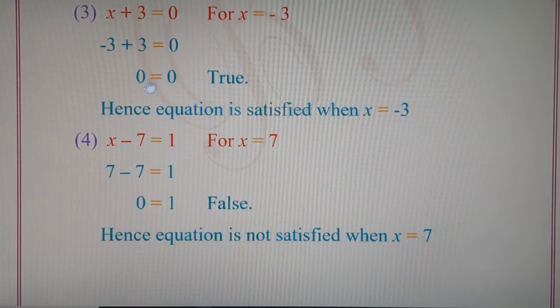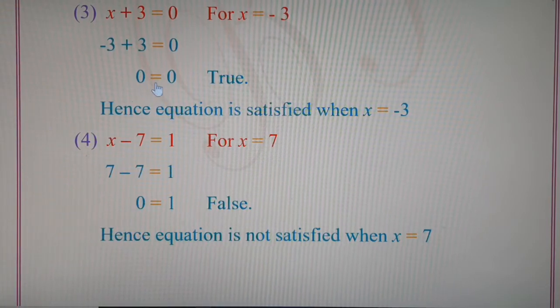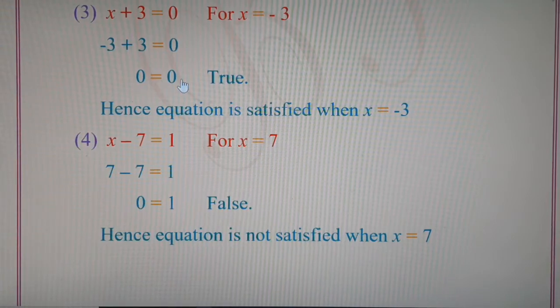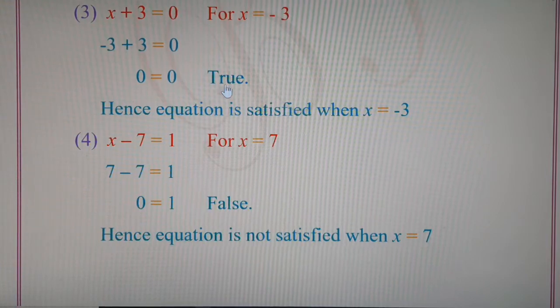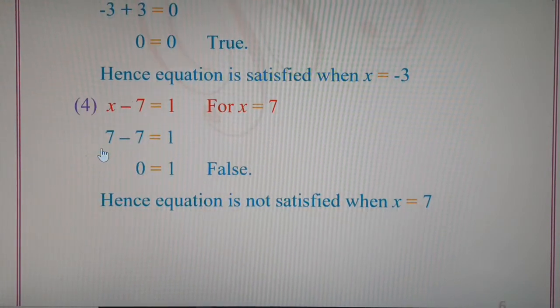Are they equal? Yes, they are equal. It is true. Hence we can say the equation is satisfied. Whenever we put the value x equal to minus 3 in this particular equation, it comes true, or we get equal answers on both sides, left hand side and right hand side. LHS and RHS we get the equal value. So we can say the equation is true or it is satisfied. Let's go to the fourth example. x minus 7 is equal to 1 and the value of x equal to 7 is given.